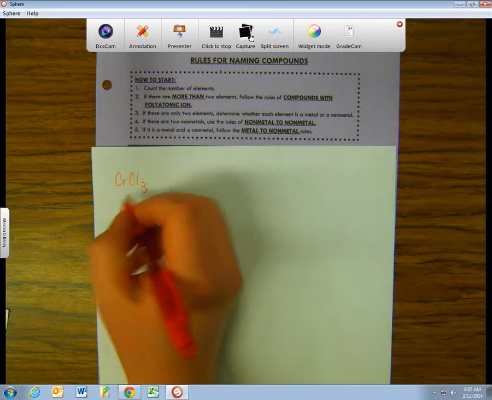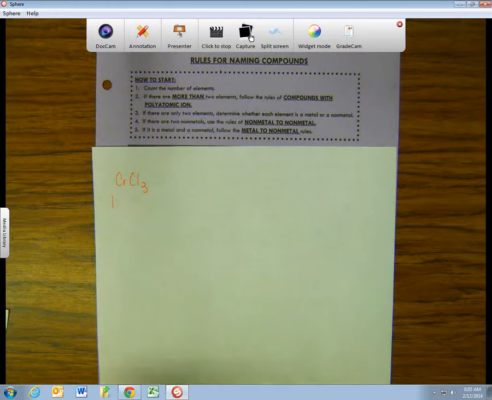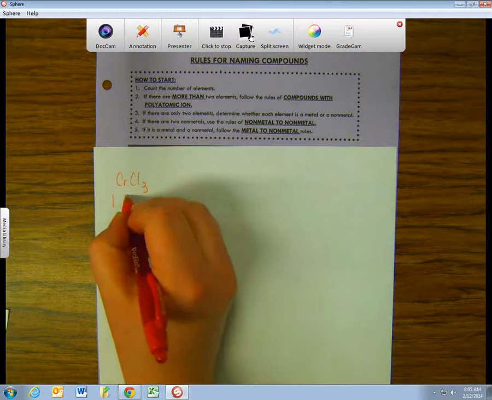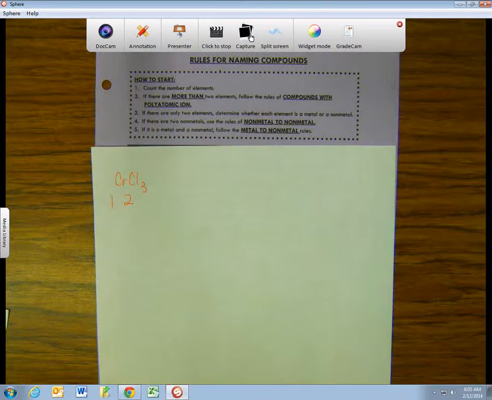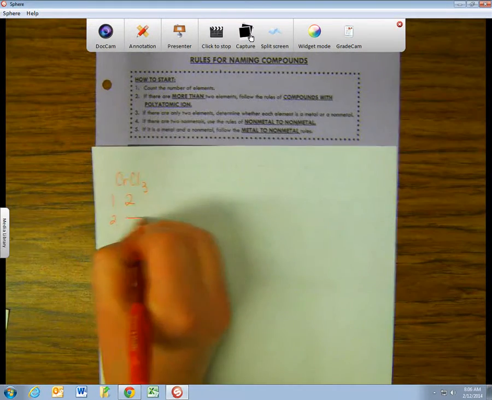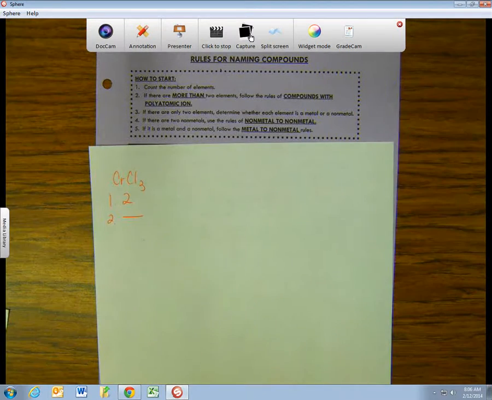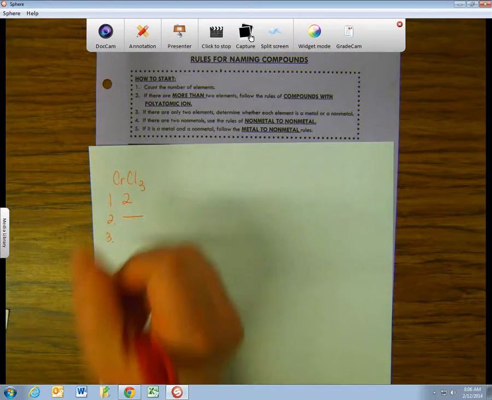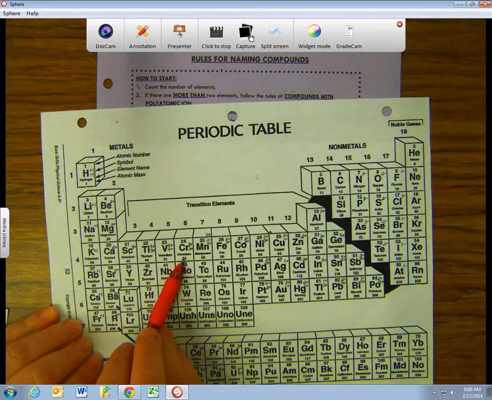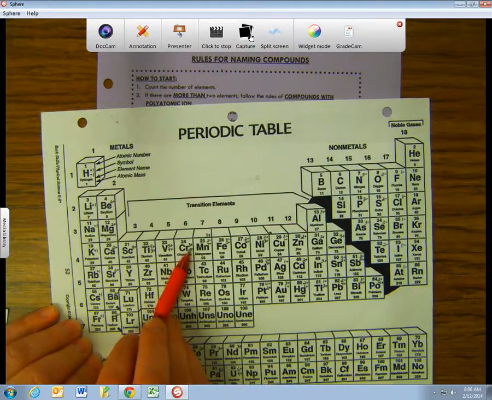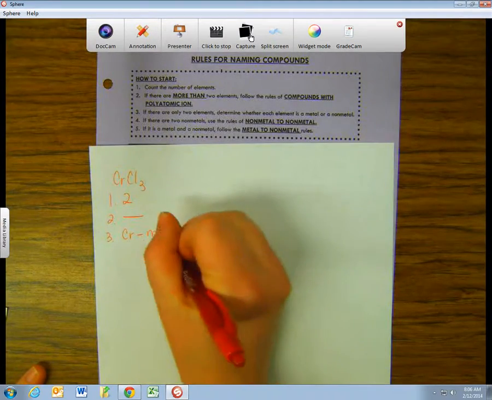So the first step is to count the number of elements. And I have two elements, Cr and Cl. If there are more than two, then we have to follow different rules. There are not more than two. If there are only two, I have to determine whether each is a metal or a nonmetal. So Cr is a metal here in family 6, and if you'll notice, it does have more than one possible oxidation number. So that's another giveaway rule. And then Cl, that is a nonmetal. It's in family 17.